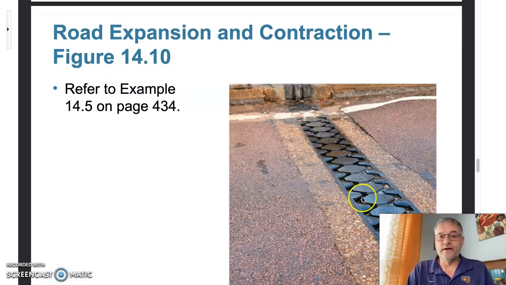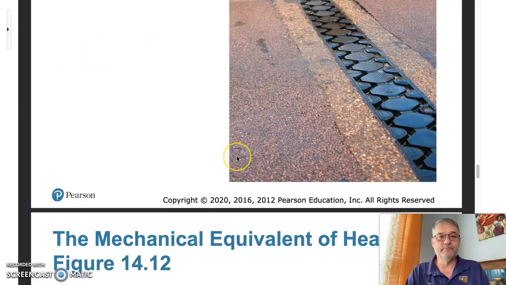You may have seen gratings like these in overpasses and roadways, and these are to allow for the expansion during hot and cold. Hot, they will close in; cold, they will expand out, keep the concrete from buckling.